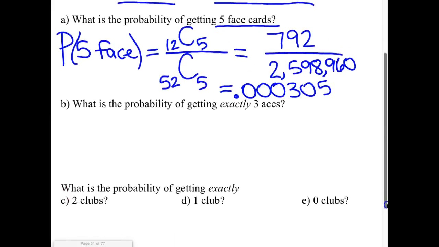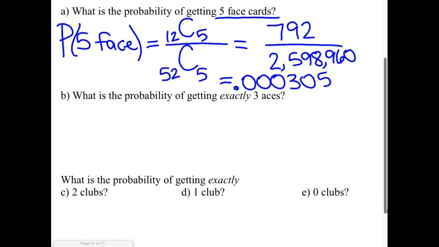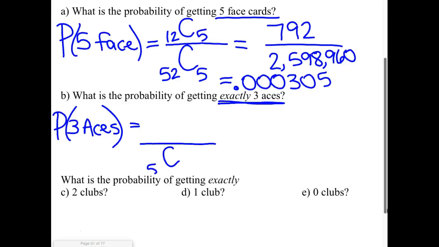All right. Our next question. It says, what is the probability of getting exactly 3 aces? Okay. So again, I'm going to say probability. We're trying to get 3 aces. So a reminder at the very beginning though, we are getting 5 cards. So keep that in mind as we're answering this. So already on the bottom, I know that's not changing. I have 52 cards and I'm selecting 5 cards.